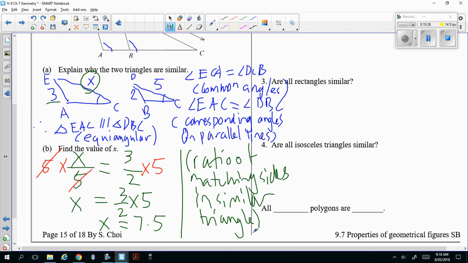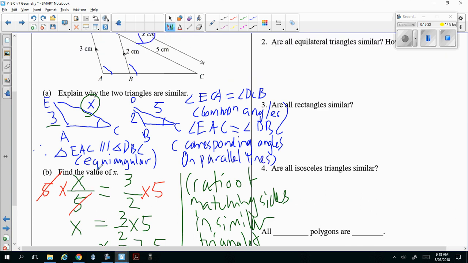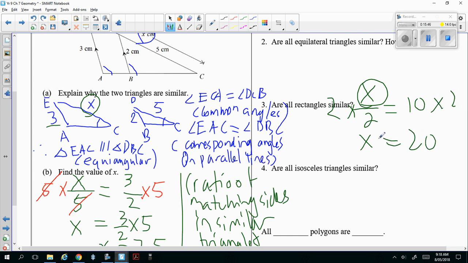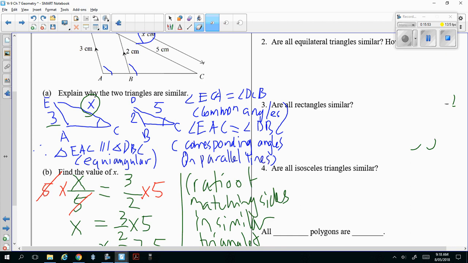Because you want to get rid of the 5. It's like doing this. If I got x over 2 equal to 10, how do you find x? You just times by 2, right? x is 20. Because the ratios are equal. So just think about it this way. The ratio of x to 5 is the same as the ratio of 3 to 2, right? The ratios are equal.